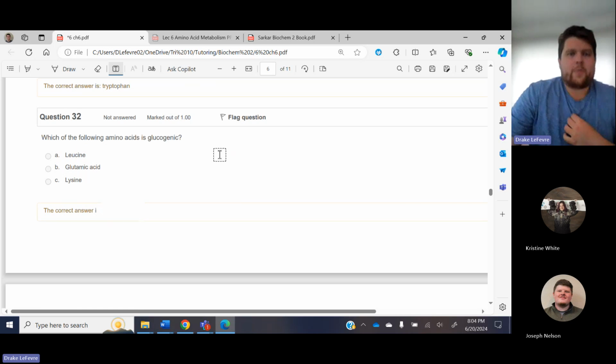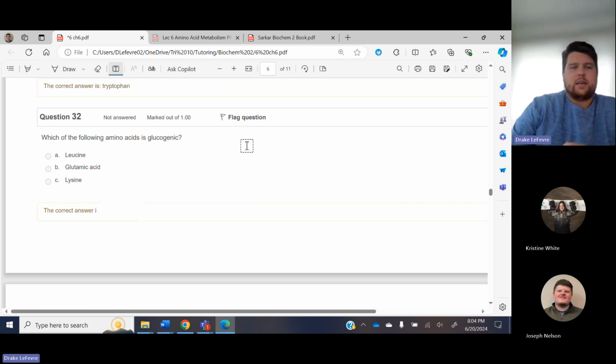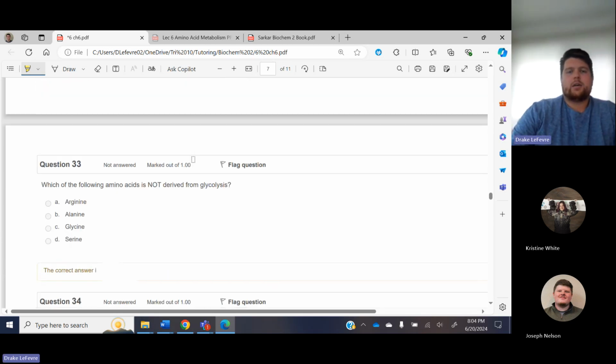Okay, which of the following amino acids is glucogenic? Again, we look at it. Gluco. When in doubt, pick the one that sounds the most similar. Glucogenic, meaning it has a glucose base: glutamic acid, aka glutamate.